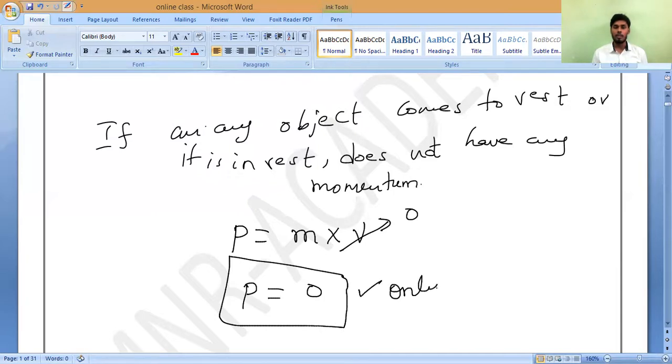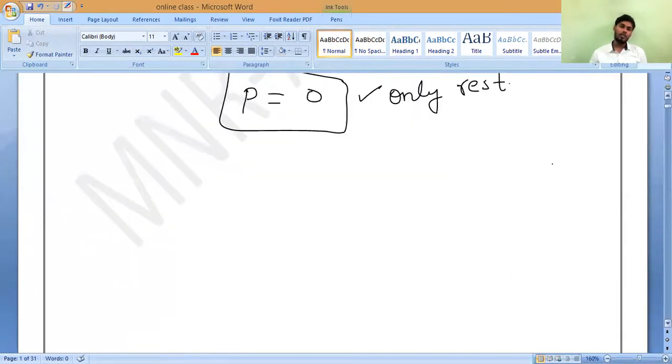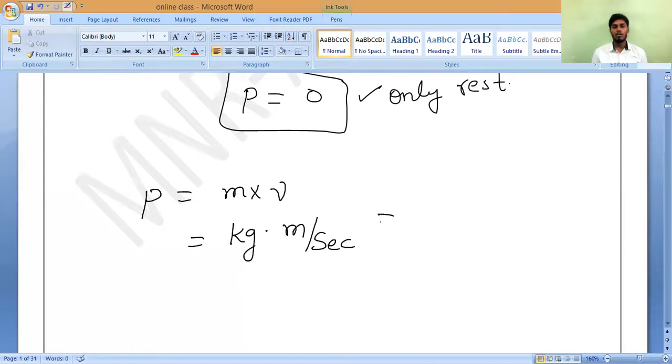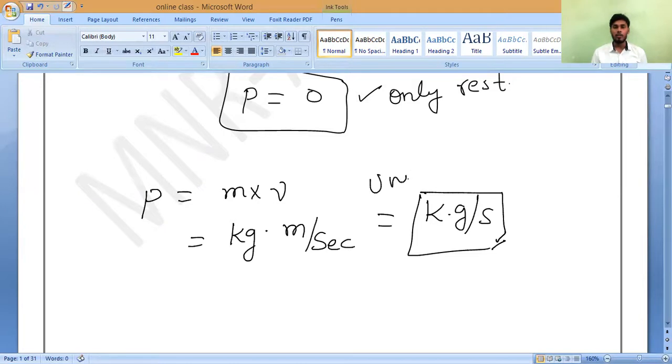Momentum is zero only when objects are at rest. Now the momentum units: momentum P equals mass into velocity. As we know, the mass unit is kilogram and the velocity unit is meter per second. So the unit of momentum is kilogram meter per second.